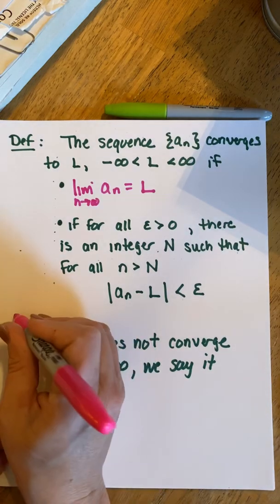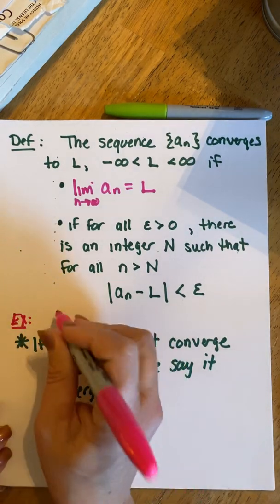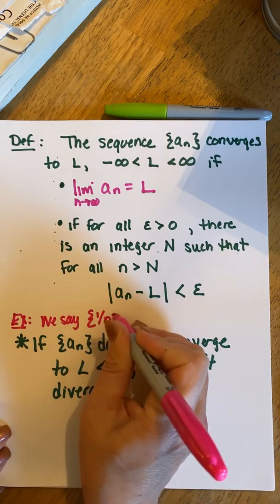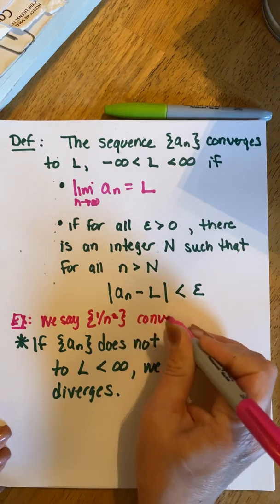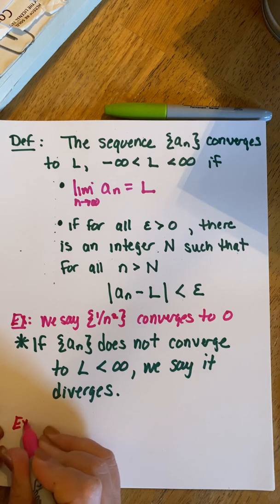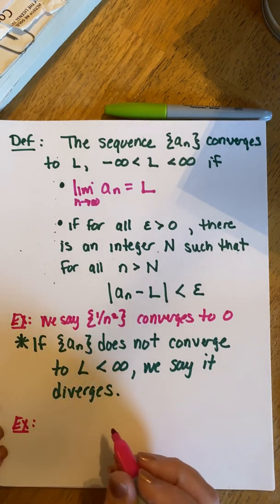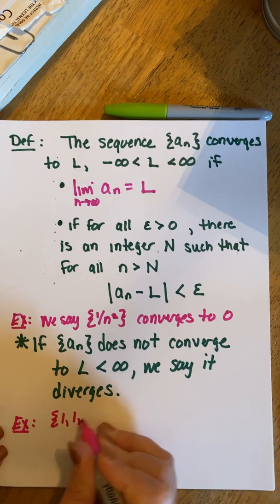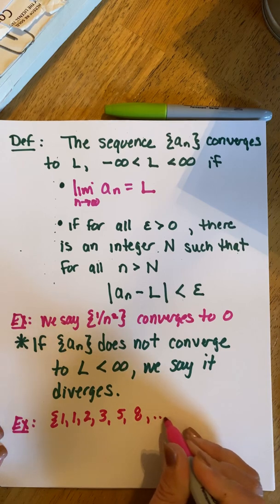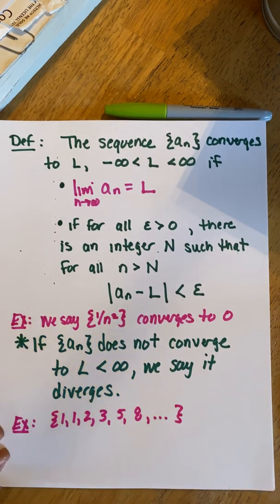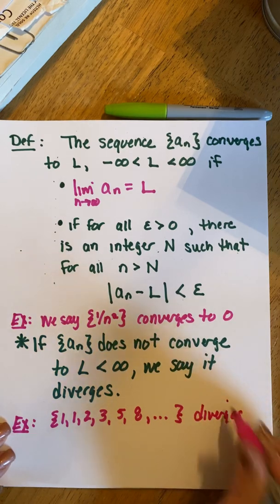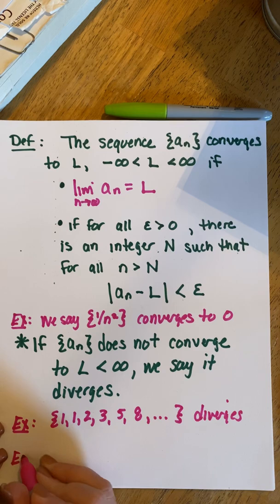So let's do an example here. We say the sequence 1 over n squared converges to 0. And we can look at the Fibonacci sequence: 1, 1, 2, 3, 5, 8. Okay, these grow without bound, so it diverges. We can diverge in a different way, though.